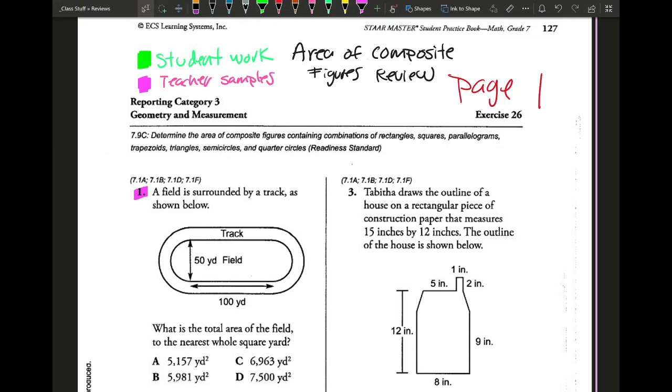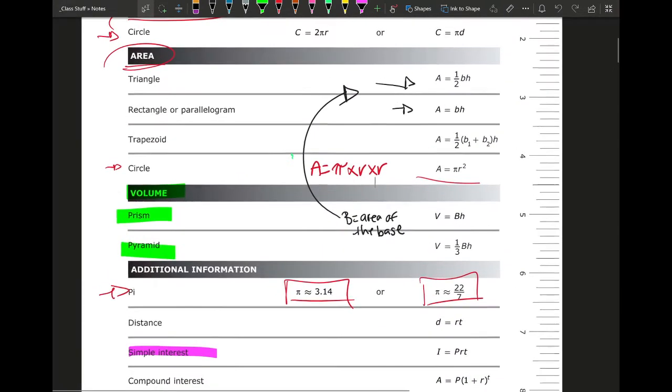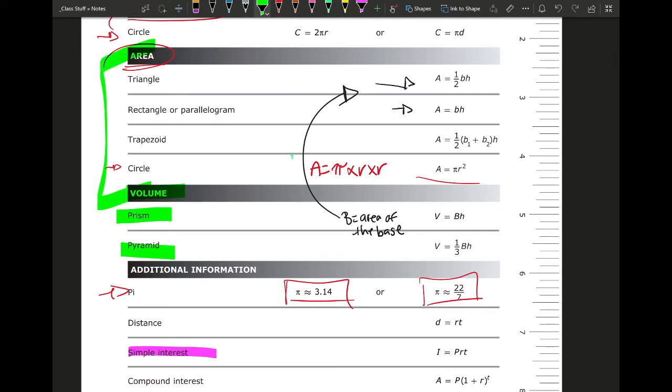Now, before we start, I want to go ahead and show you the reference chart again. And here we go. We're going to be focusing only on area. Only on area, right there. We have triangles, rectangles, or parallelograms. Remember, the parallelogram is a twisted rectangle, right? It still has 4 sides, it's just a little bit tilted.